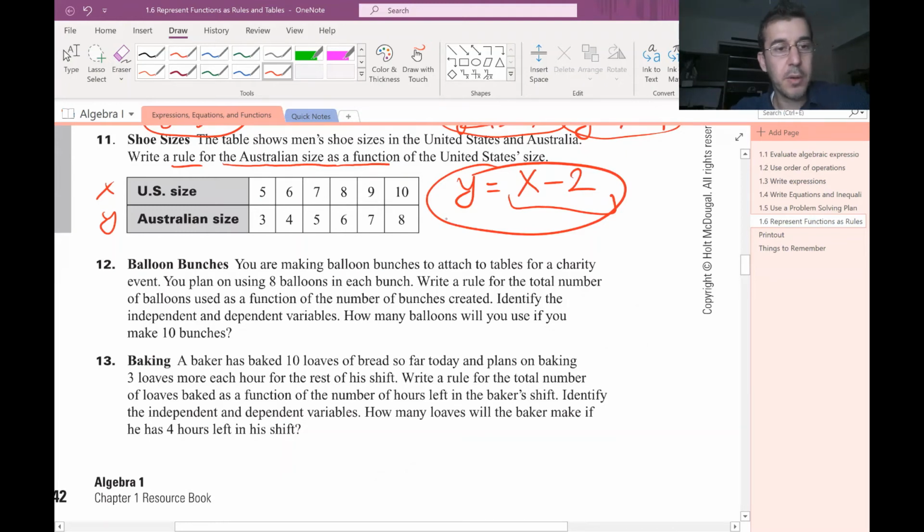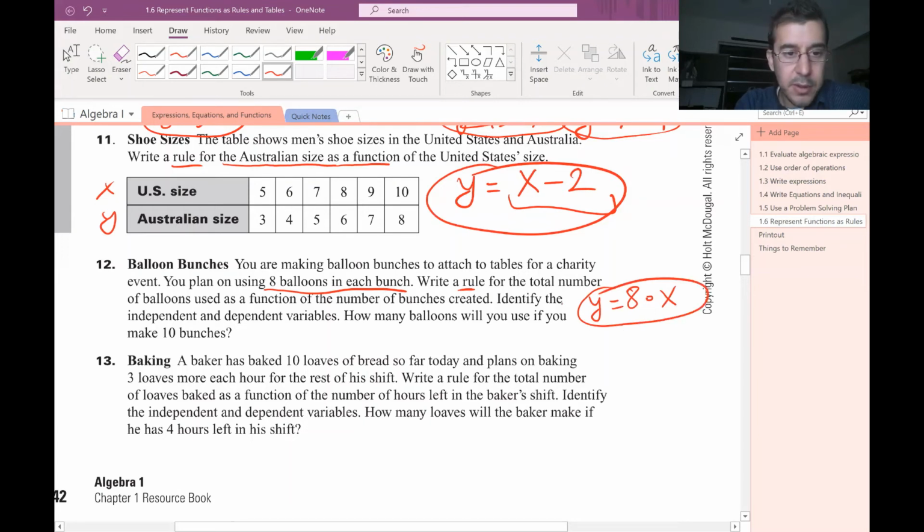Number 12, balloon bunches. You're making balloon bunches to attach to tables for a charity event. You plan on using 8 balloons in each bunch. Write a rule, write a function, right? Write a rule for the total number of balloons used as a function of the number of bunches created. So it's basically 8 balloons per bunch. So y equals 8 times x.